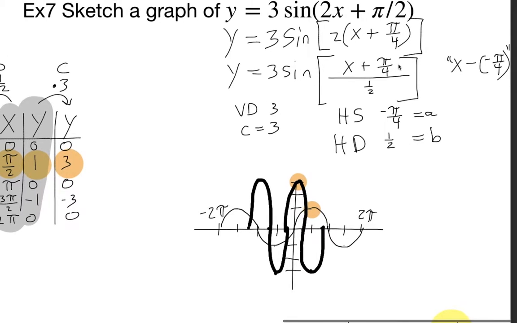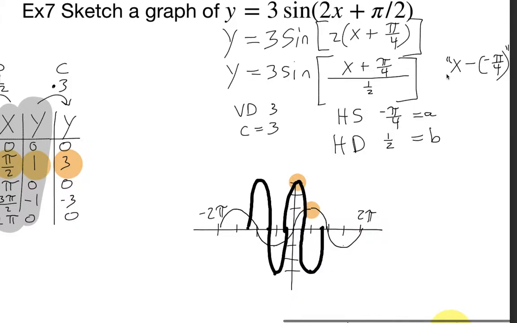And maybe we should even forcibly take subtraction also. Change this to a negative pi over 4. That way we can read it off the graph. The horizontal shift is going to be negative pi over 4. That's the a value. The horizontal dilation is going to be 1/2. That's the b value. And the vertical dilation is 3. That's the c value.